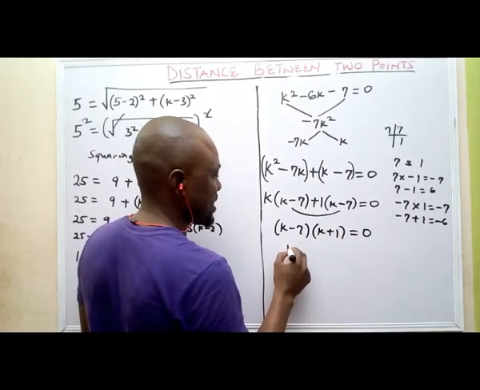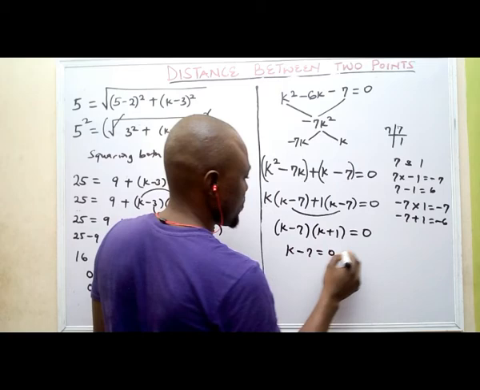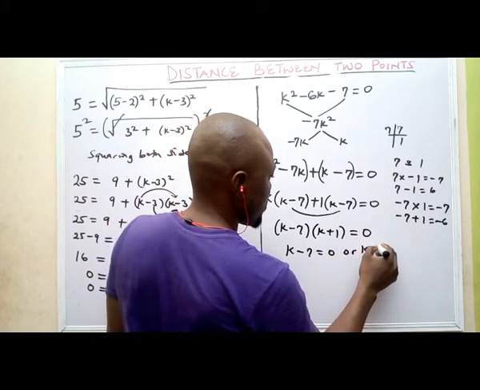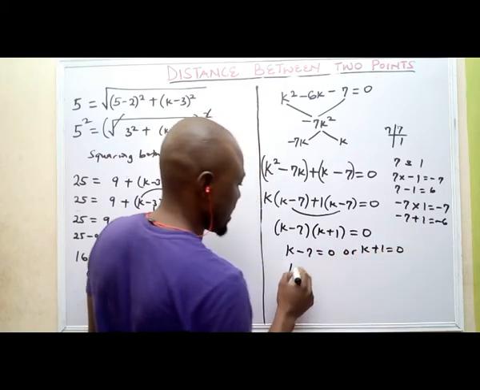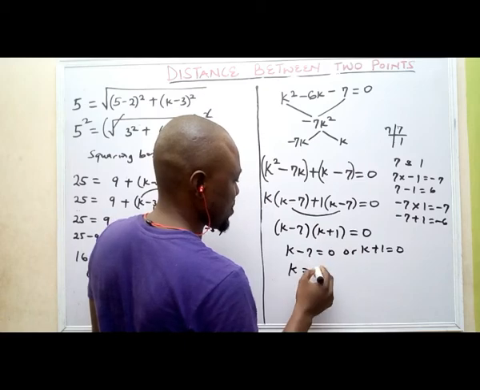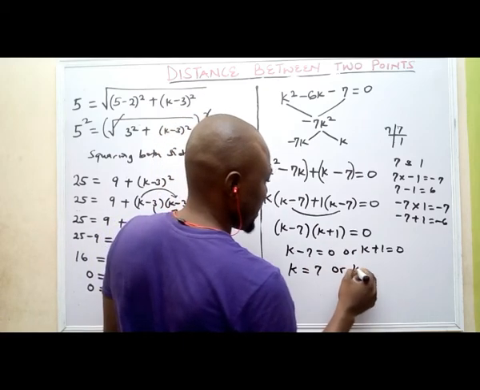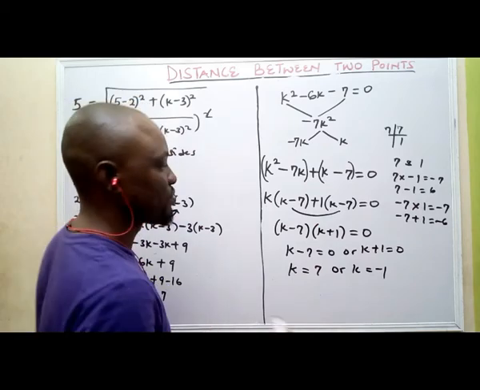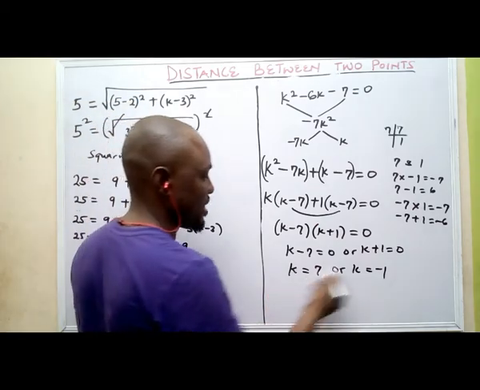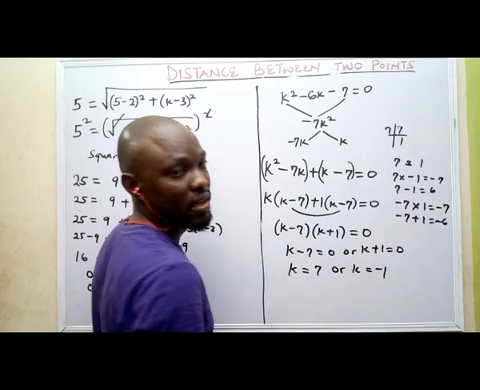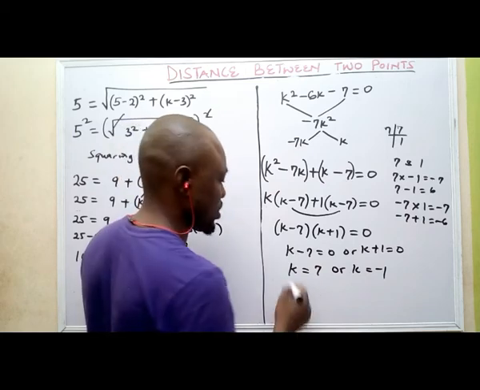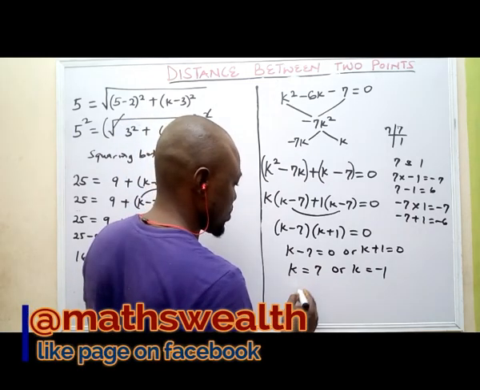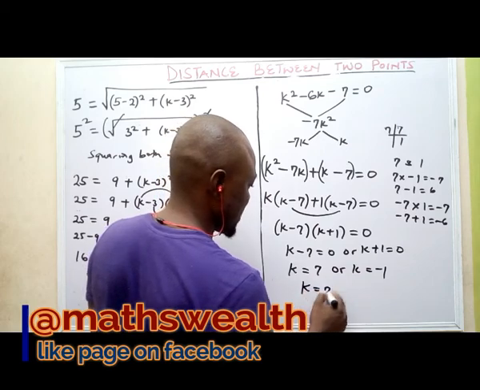So here I can say k minus 7 equals 0, or k plus 1 equals 0. So k equals 7, taking this to the other side, or k equals minus 1. In the question, we want to find the value of k. I'm going to take the positive value of k. So the positive value of k is 7. So our answer, k, is 7.